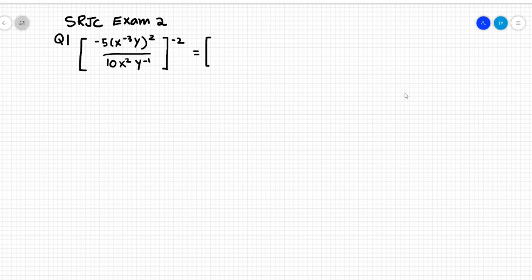I'm going to take care of these exponents inside, so minus 5 is going to be still there. Then I'm going to apply the square inside, so I can remove that parentheses. So I got x to the minus 6, and then y to the square. And then we still have a 10, x squared to the y to the negative 1 at the bottom.